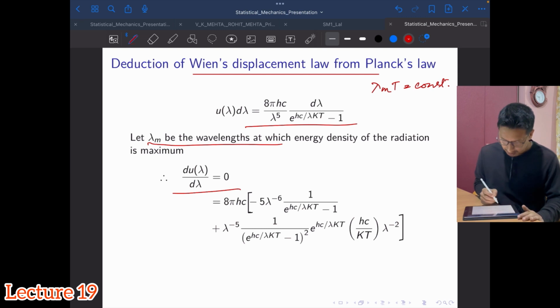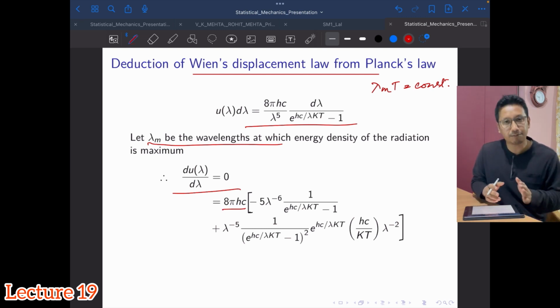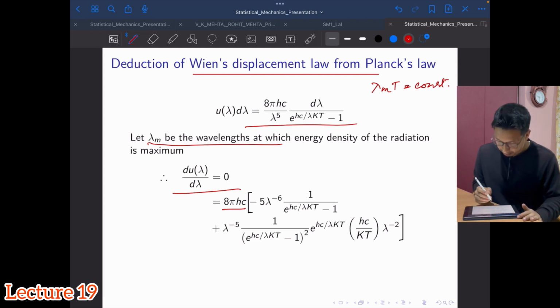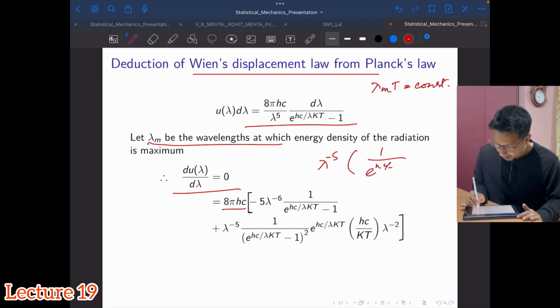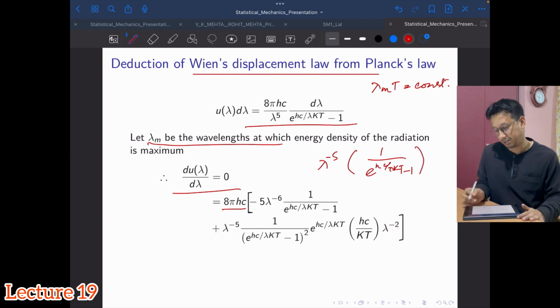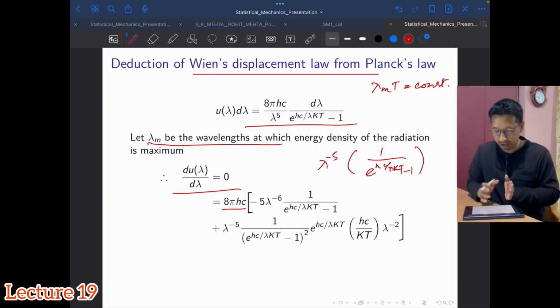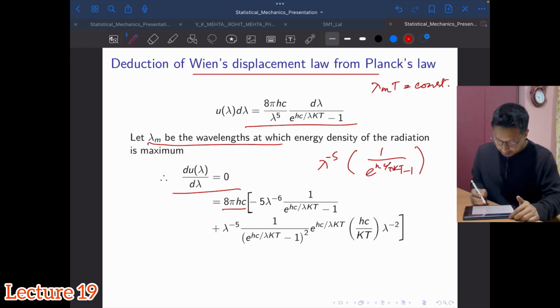Simple mathematics. Take out this constant term separately, because I will have to use the chain rule, as there are two terms I can see here. So I can talk about one term, 1 by lambda to the power 5, and then the second, e to the power hc by lambda kT minus 1. This is the second expression. So it's a product of two functions, and then I have to use the chain rule.